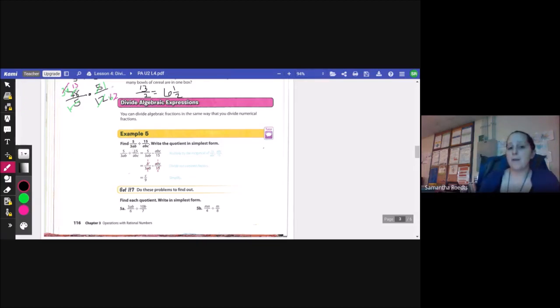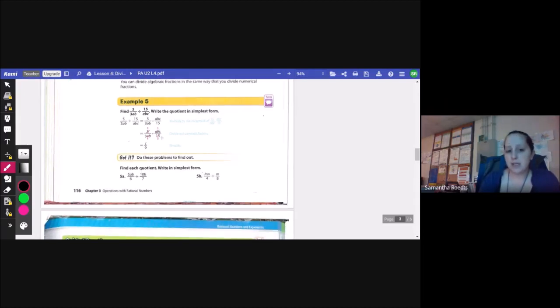So I have 5 over 3ab. Division becomes multiplication, and then abc over 15. I can see that the a and the b cancel each other out, so I'm left with c up top, and 5 and 15 cancel each other out. So 5 becomes 1 and 15 becomes 3. So I'm left with c over 3 times 3, or 9.